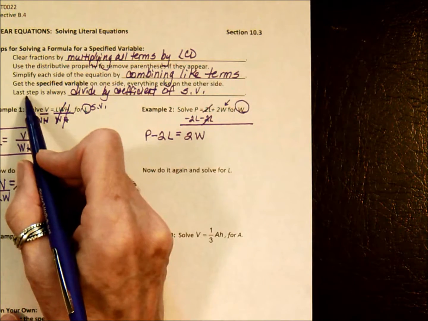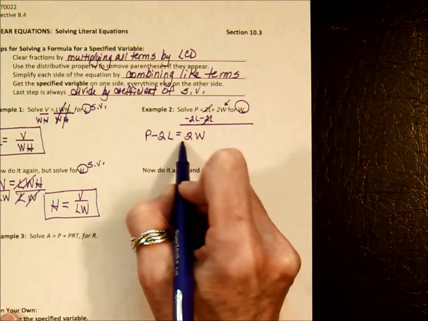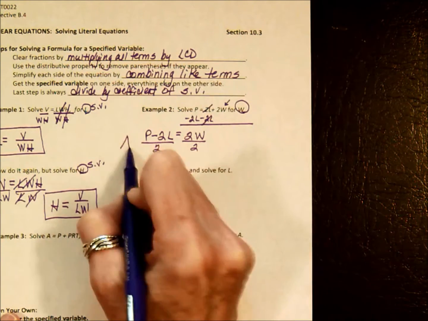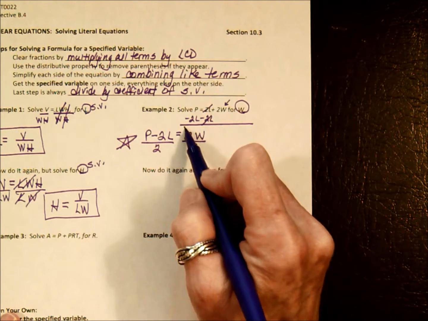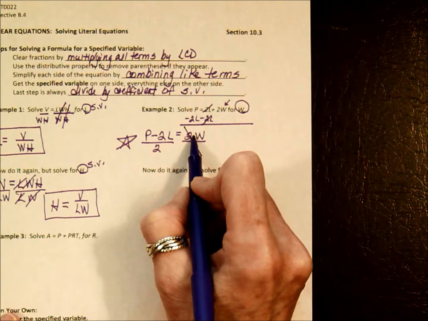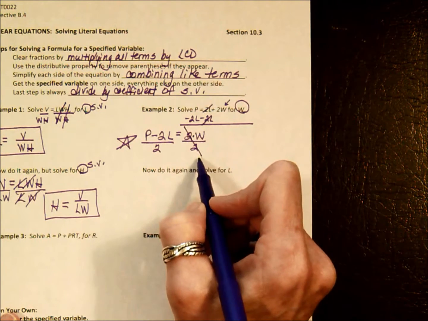The last step is to divide by the coefficient of the specified variable. So I divide both sides by 2. Now, pay attention to this step. I am allowed to cross cancel 2 over 2, making a 1. The reason is 2 was multiplied by W. So those are factors. You can cross cancel factors.